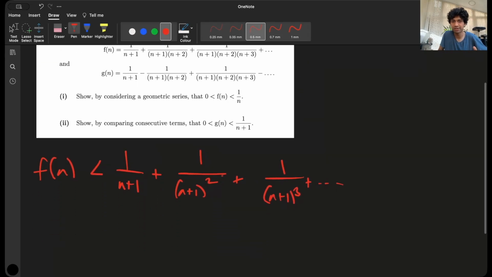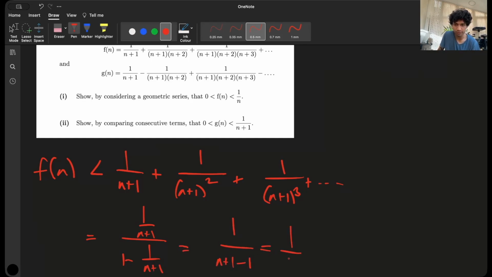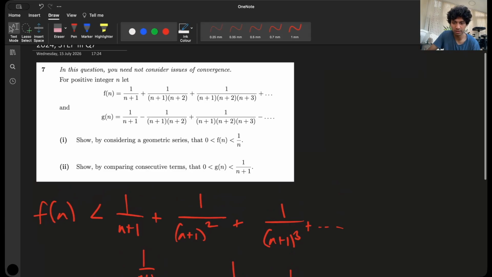But now this is a geometric series. And you know the sum to infinity of a geometric series that converges is a over 1 minus r. So this is equal to 1 over n plus 1 over 1 minus 1 over n plus 1, which is 1 over n plus 1 minus 1, which is 1 over n, which is what you wanted.